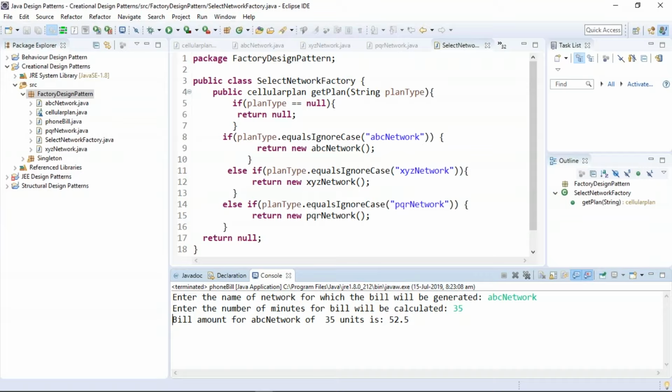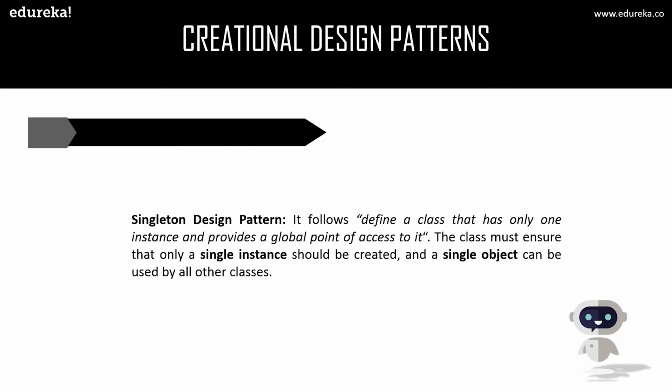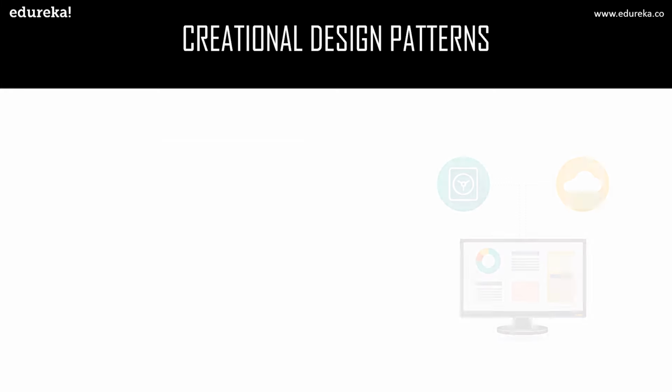Now let us deal with the next type of creational Java design pattern, which is the Singleton design pattern. The Singleton design pattern follows the principle of define a class that has only one instance and provides a global point of access to it. The class must ensure that only a single instance should be created and a single object can be used by all other classes. The major advantages of Singleton design pattern are it is designed to save memory and the object is not created on every request. Instead, a single instance is reused.